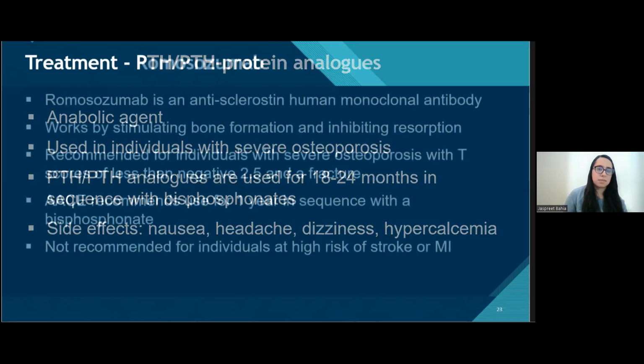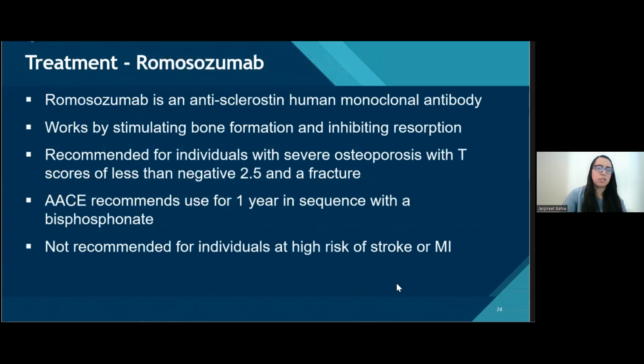The next treatment I'll talk about is romosozumab. Romosozumab is an anti-sclerostin human monoclonal antibody. This is another anabolic agent as well. It works by stimulating bone formation and inhibiting resorption. It's also recommended for individuals with severe osteoporosis, specifically individuals with a T-score of less than -2.5 and a fracture.